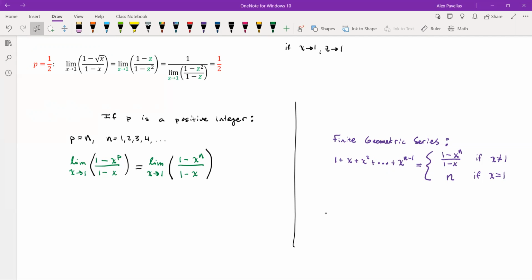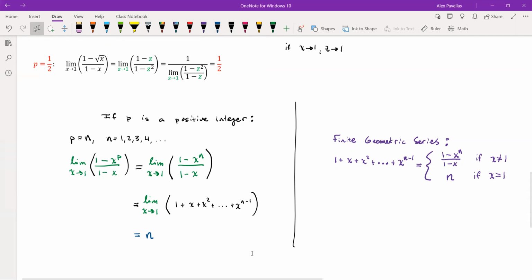But we already know that this is the same thing as, let's be more precise here, the limit as x approaches 1 of 1 plus x plus x squared plus ... plus x to the n minus 1. And then if we evaluate this limit, this is 1 plus 1 plus 1 plus 1 plus 1, n times. So this would be equal to n. So basically, if p equals n, our limit is n. Cool. So we've now proven that this limit holds for all positive integers.